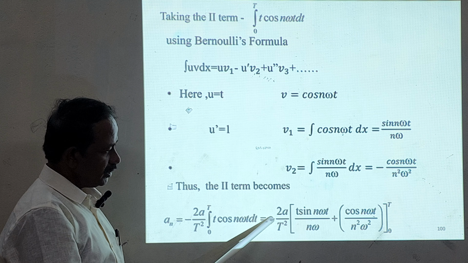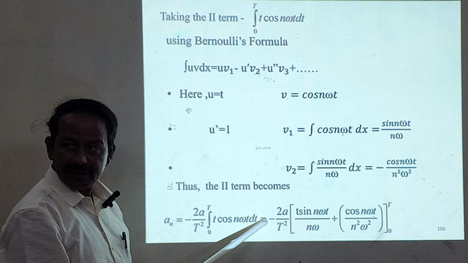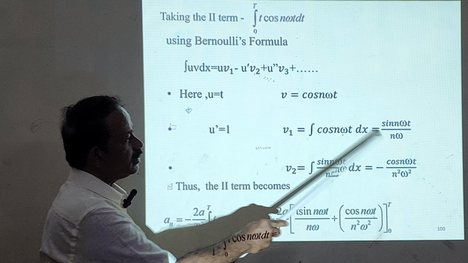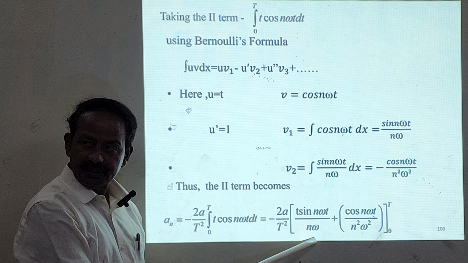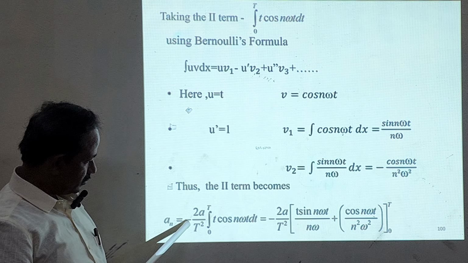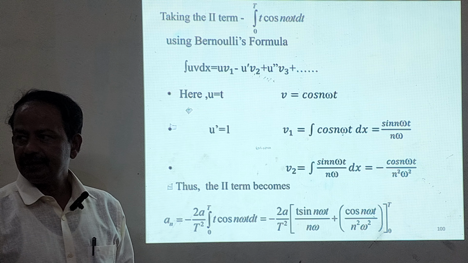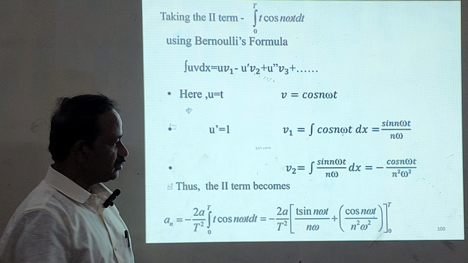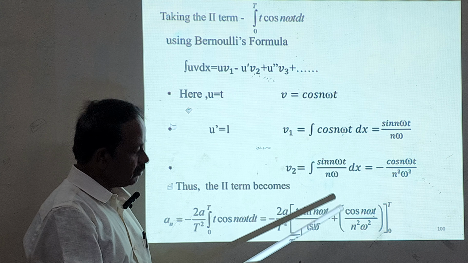So the second term becomes, we have a minus sign. In the second term we have a minus sign. So we have 2a by T squared. This is your first term. This one and this one will give the first term, that will be t sin n omega t divided by n omega. One minus is there, here also one minus is there, so minus plus it becomes cos n omega t divided by n squared omega squared. Now we can substitute the upper limit and lower limit. Substituting the upper limit will give you capital T. Substituting the lower limit will give you 0.